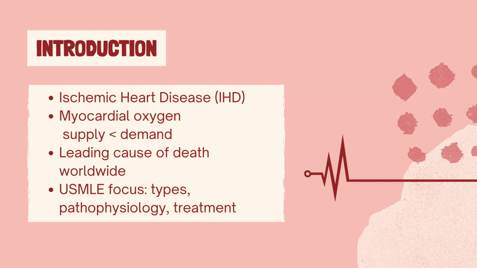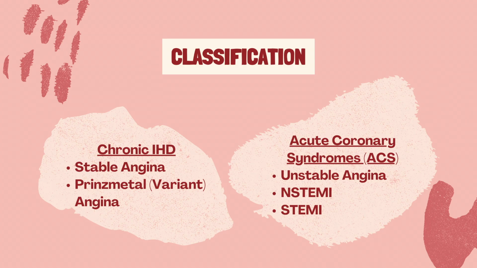Ischemic heart disease, or IHD, occurs when the heart muscle doesn't get enough oxygen to meet its needs. It's one of the most common causes of death worldwide, so understanding its types and mechanisms is essential. IHD can be divided into chronic and acute types.